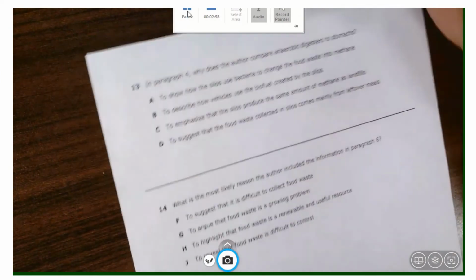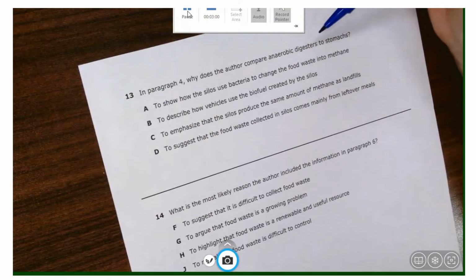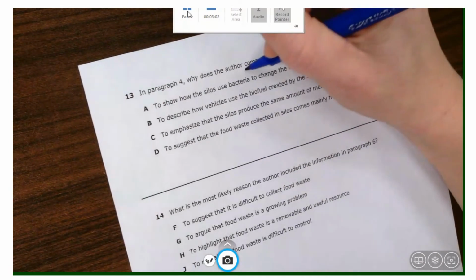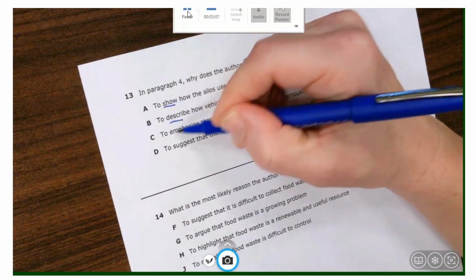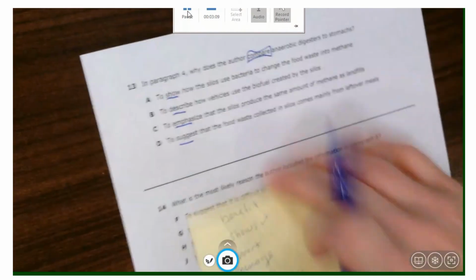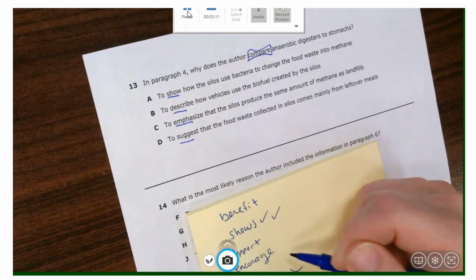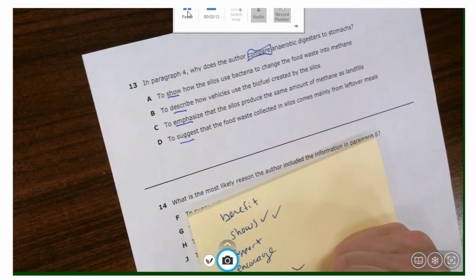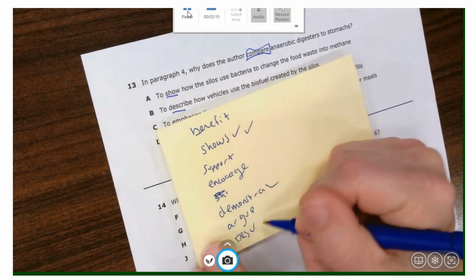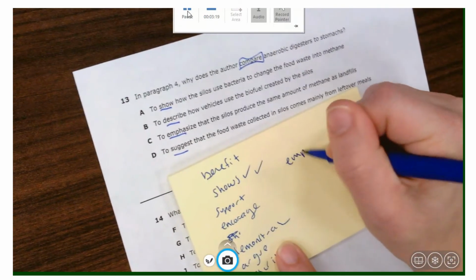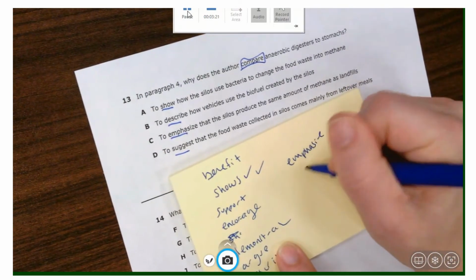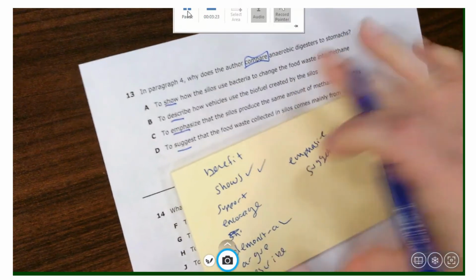In this one, in paragraph 4, why does the author compare anaerobic digesters to stomach? Compare might be something that the kids might need some support in. And again, we've got show, describe, emphasize, and suggest. So here's another tally mark for show. I'm going to jot down describe. Oh, sorry, it's off camera. Describe, emphasize is one, and suggest. So I'm starting to build my list.